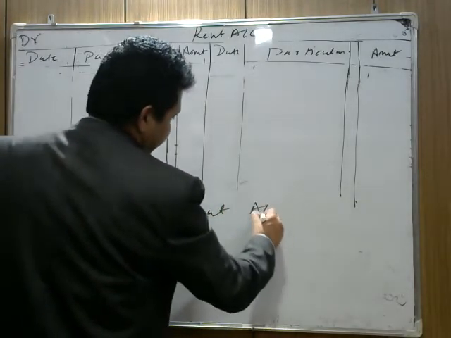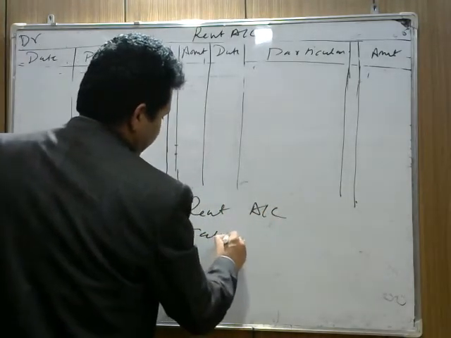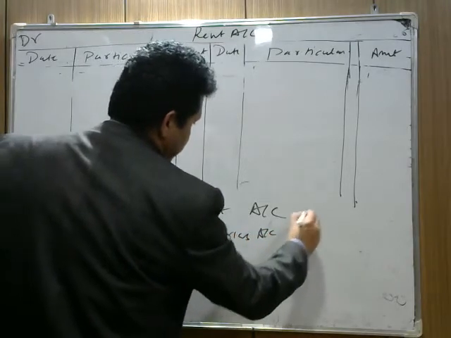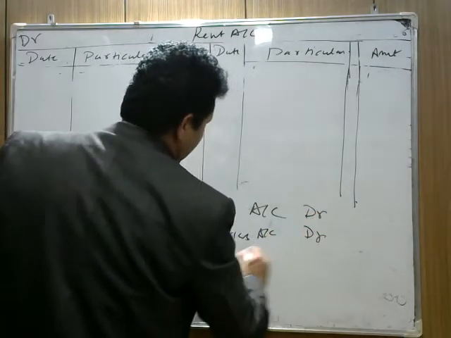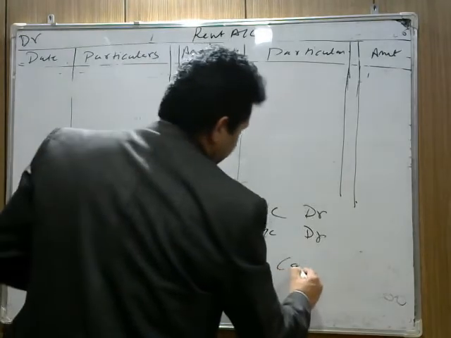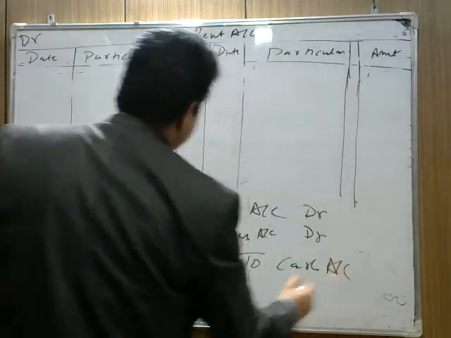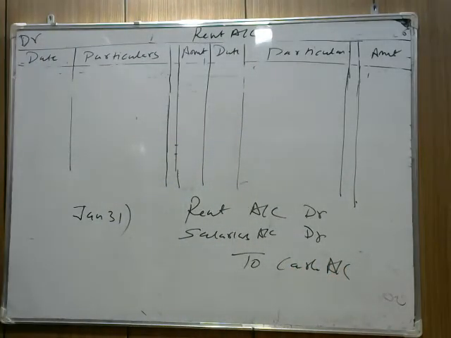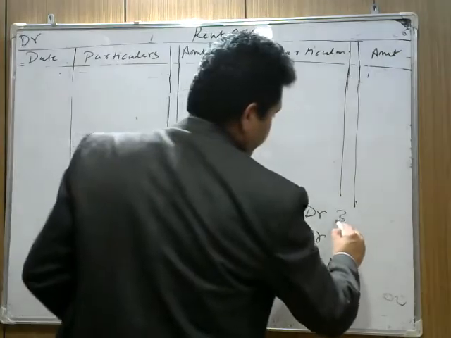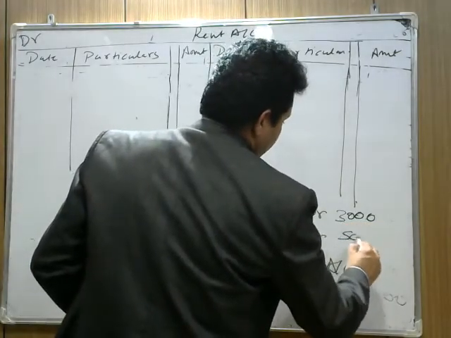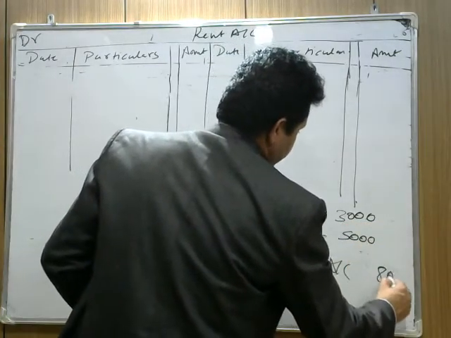First we write rent account debit, we write salaries account debit because all expenses are debited. These are nominal accounts and we are paying in terms of cash. So we write rent account debit, salaries account debit to cash account. We are paying rent worth rupees 3,000, salary rupees 5,000, and total we are paying 8,000.